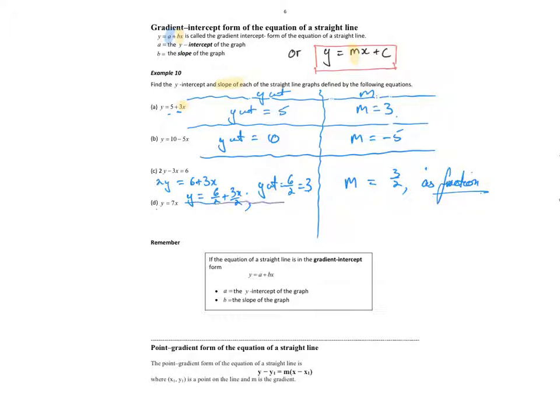Finally, y equals 7x. Well, that's equivalent to y equals 7x plus 0. So our y-intercept here is obviously going to be 0, and our gradient is going to be 7.